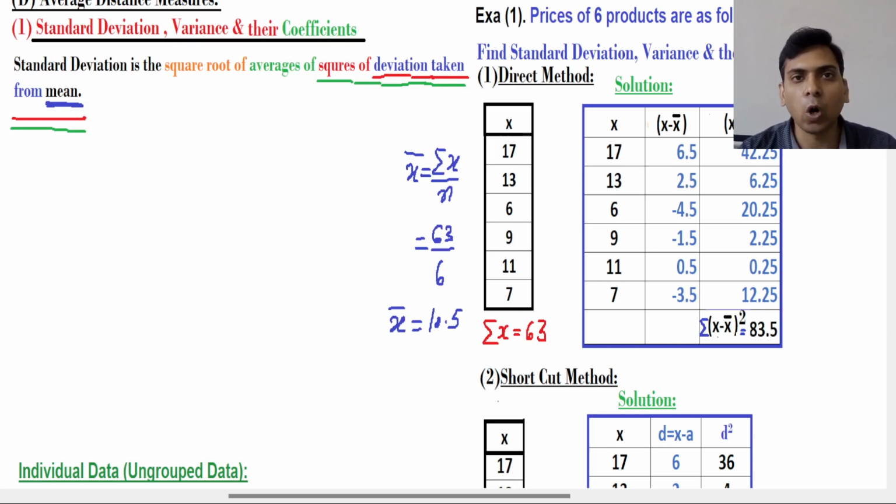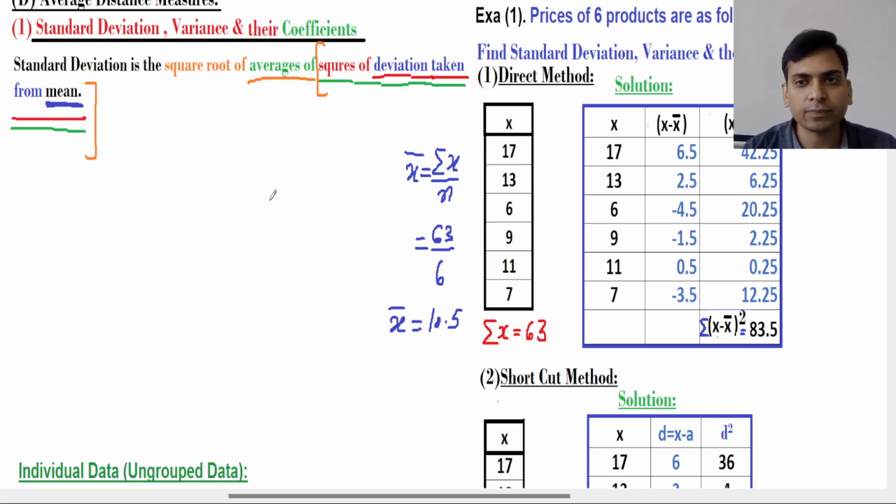Now we will focus on averages of these squares. This means the average of these values. To find the average of these values, you need to find their summation and then divide by the number of terms.